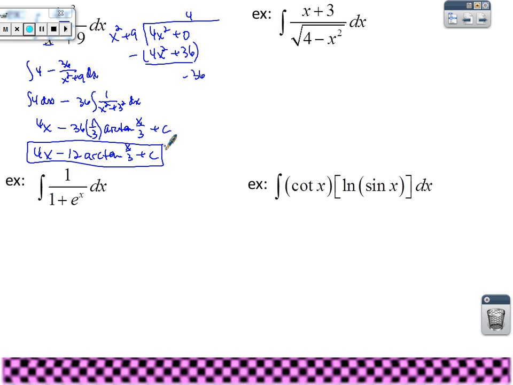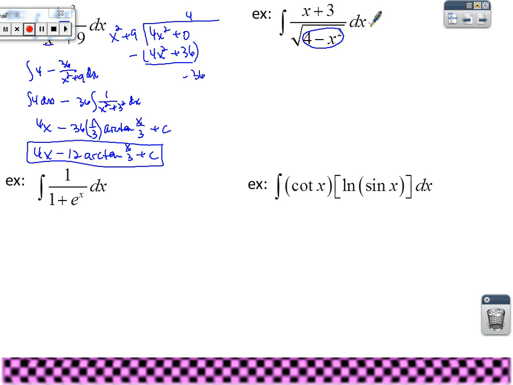The denominator looks quite a bit like arcsine, doesn't it? But in the numerator I have the x plus 3. I can't just do a regular u substitution, because if I set the denominator equal to u, I'm not going to get x plus 3. That's just not going to happen. So we have a couple of options here. One option would be to split this apart into 2 fractions.